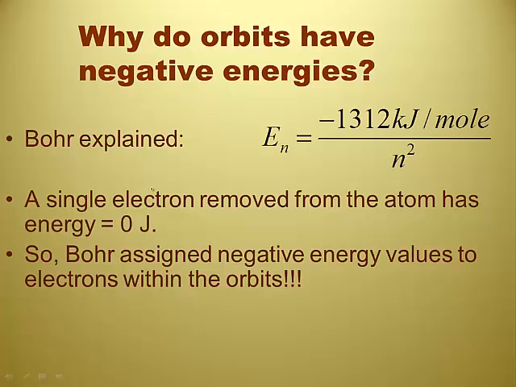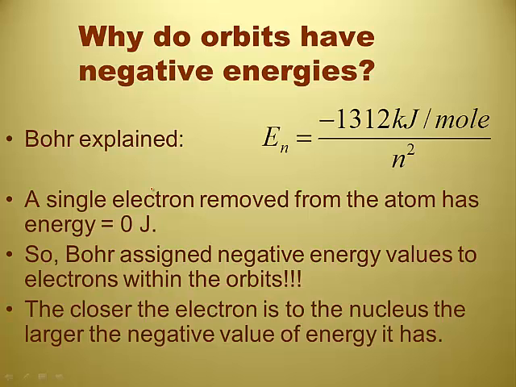Good thing this is a theory. And what that means is that the closer the electron is to the nucleus, the larger the negative value of the energy. So which is the less energy, the smaller the energy. As we saw, n equals 1 is going to have negative 1,312 kilojoules or so per mole. And it's going to get closer and closer to 0 as we move away from the nucleus.